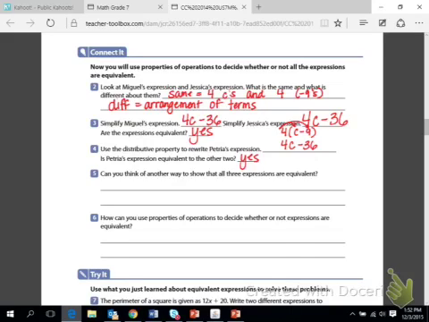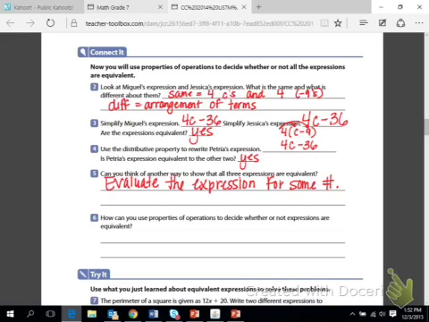Now can you think of another way to show all 3 expressions are equivalent? We have talked about simplifying them to see their equivalency, but one other method that we've talked about in order to check for equivalency is to evaluate the expression for some number. And we do this to see if they simplify to be the same thing.